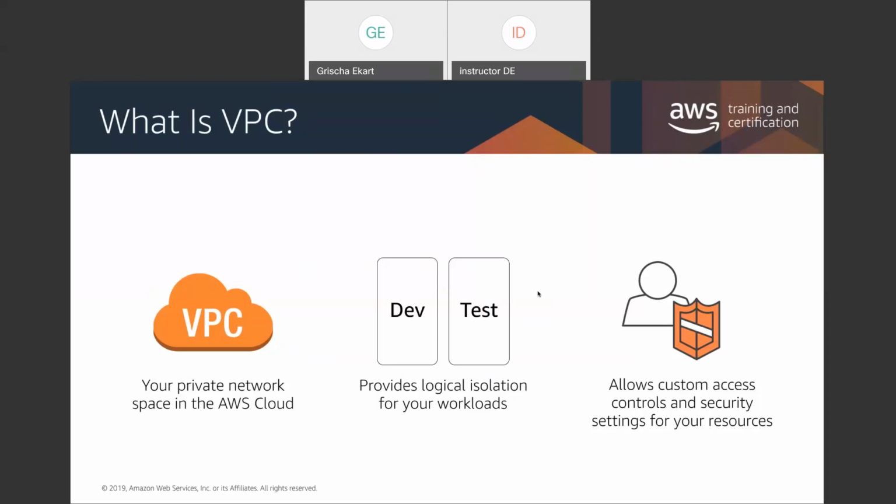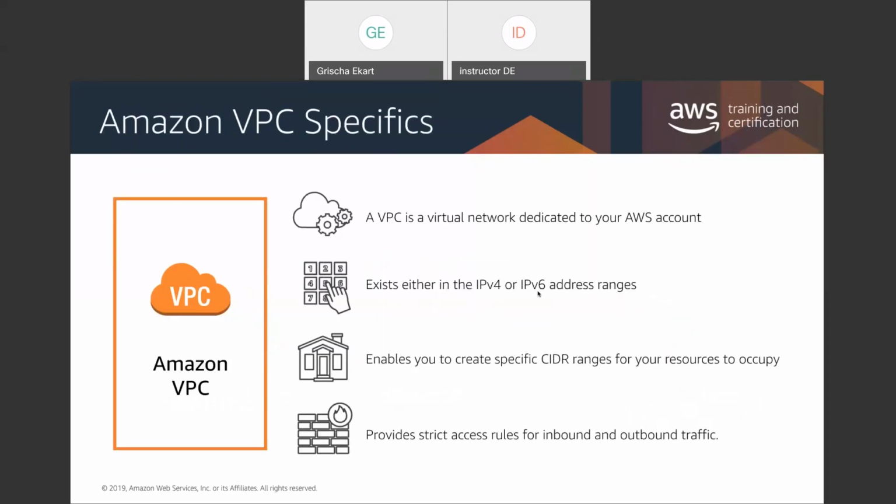So now let's dive a little bit into the VPC. So what is it? It's a virtual network that's dedicated to an AWS account. So one account can host multiple VPCs, and they are either in an IPv4 or IPv6 address range. We will, in this course, talk mainly about IPv4.